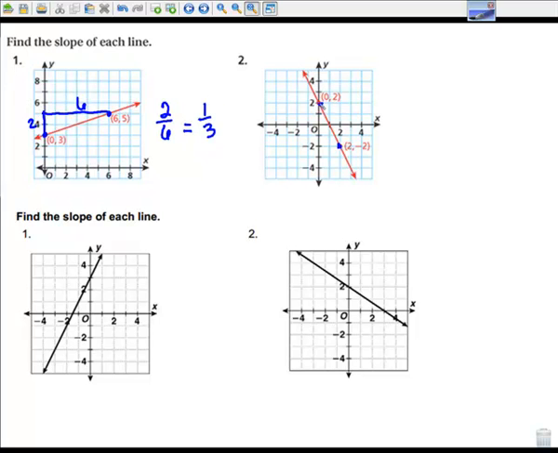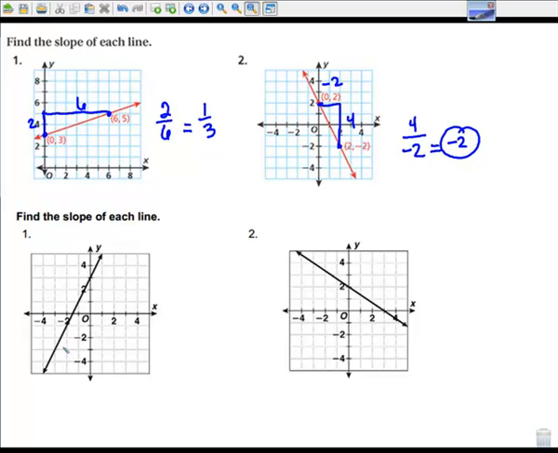Here, my rise is 1, 2, 3, 4. My run is 2, but this is a -2 because we're going to the left. So my slope is 4 up, 2 to the left. So when I simplify this, I simply get a slope of -2. When you go to use it to graph, eventually you're going to make it a -2 over 1.